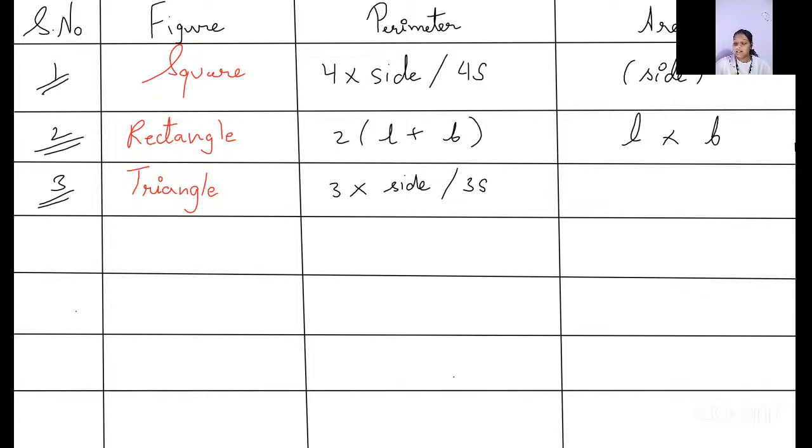Now, area of a triangle: half into base into height. Base of the triangle and the height of the triangle, multiplied with 1 by 2, half. All right. Now, next we'll do parallelogram.